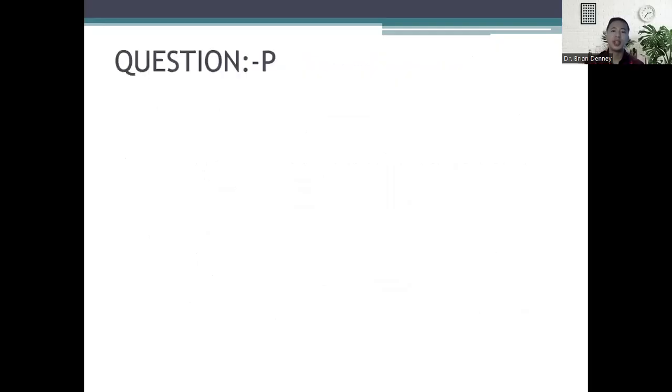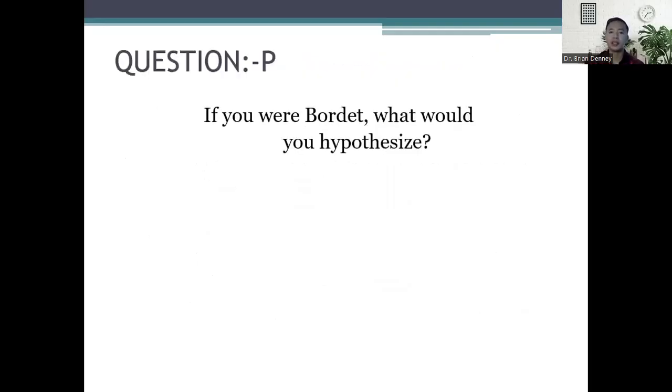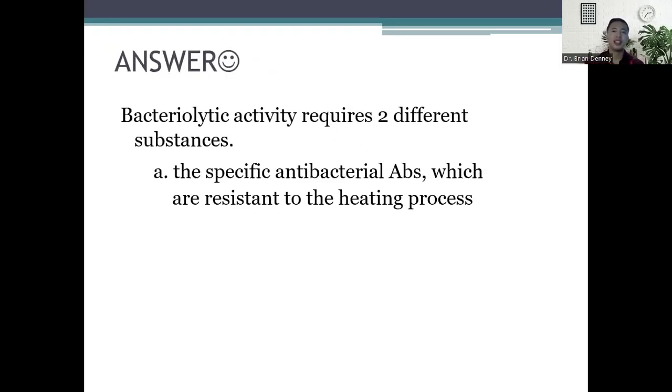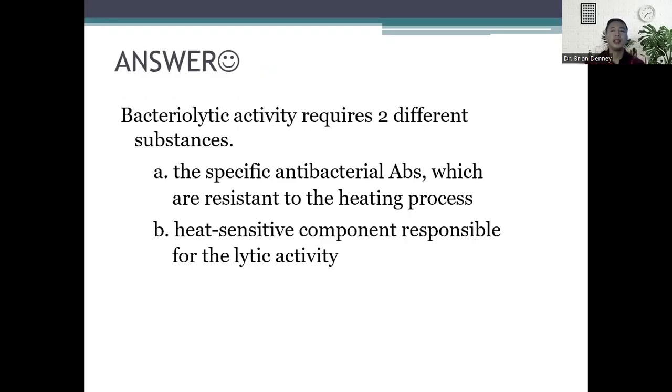So, question: if you were Bordet, what would you hypothesize? Okay, I'll give you 10 seconds to think. Okay, so I hope we have the same answers. These are the conclusions of that activity. Bacteriolytic activity requires two different substances: the specific antibacterial antibodies, which are resistant to the heating process, and a heat-sensitive component responsible for the lytic activity.